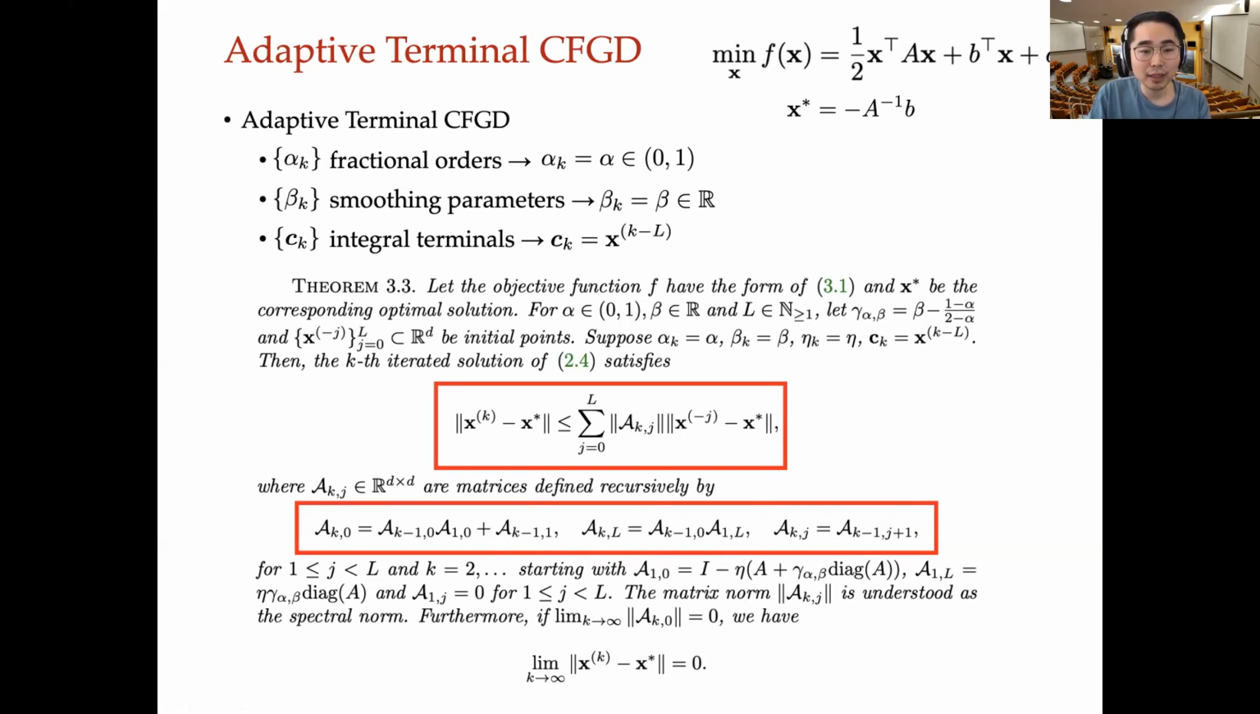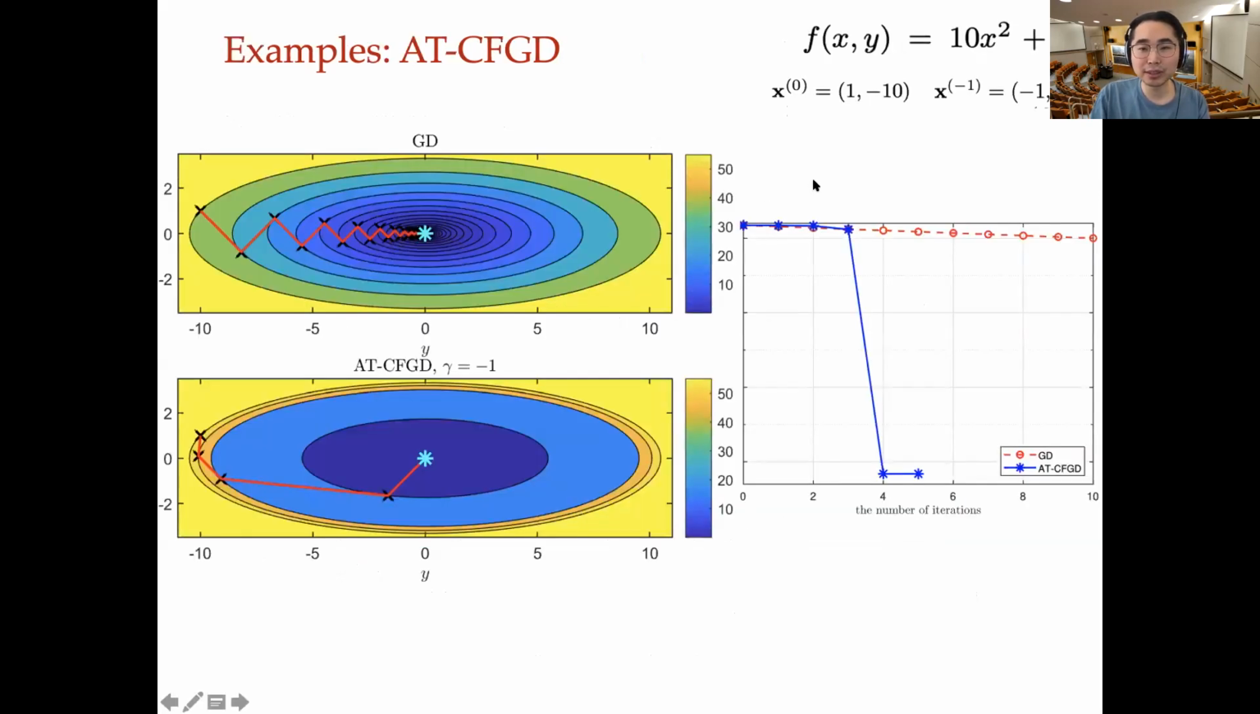But let me show how powerful this algorithm is, this adaptive terminal Caputo fractional gradient descent. This is the simplest example one can think of, a two-dimensional optimization problem. Here we compared gradient descent versus our adaptive terminal Caputo fractional gradient descent. You can see that gradient descent does a great job in minimizing this objective function, and its rate of convergence depends on its condition number.